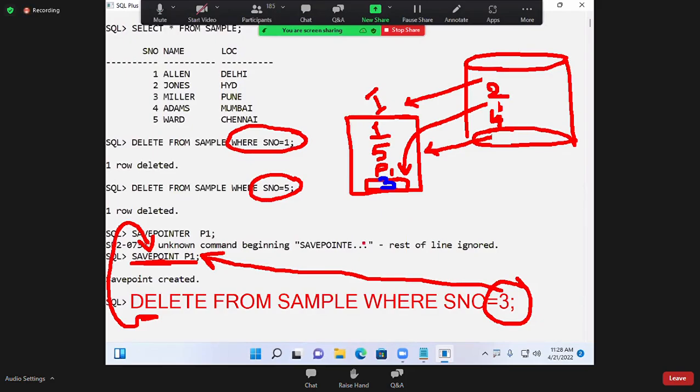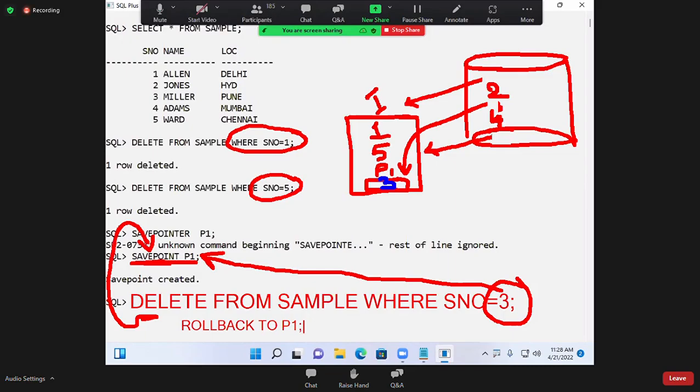Then what do we write here? What is the syntax to roll back? Rollback. Okay, to which pointer? P1. Yes or no? Now tell me, if I'm using rollback to P1, under P1, how many rows did I save? Only one row I saved. What is that?